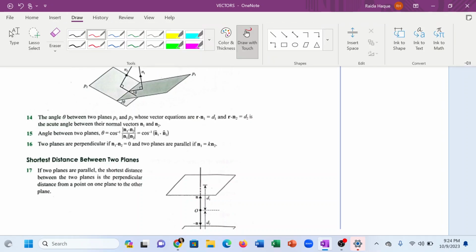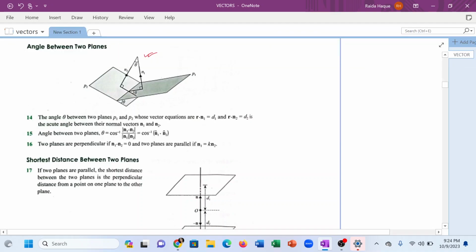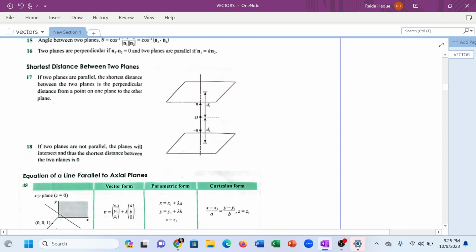The shortest distance between two planes. The next thing on our agenda is the shortest distance between two planes. If two planes are parallel, the shortest distance between the two planes is the perpendicular distance from a point on one plane to the other plane.